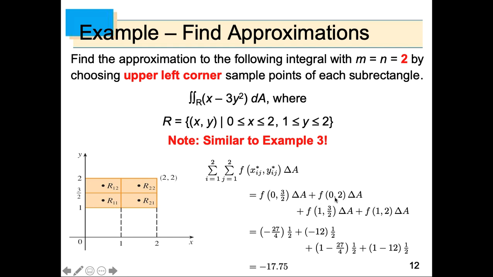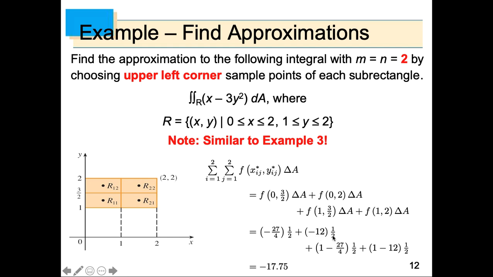And then moving on to the next term, (0, 2). Where's that point? The point (0, 2) is up here. As we can see, this point is the upper left-hand corner of this rectangle. Again, you take the point (0, 2) and plug it into this function here. x is 0, which makes that term 0. y is 2. 2 squared is 4. 4 times negative 3 is negative 12.